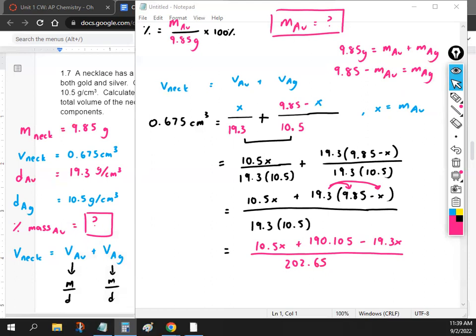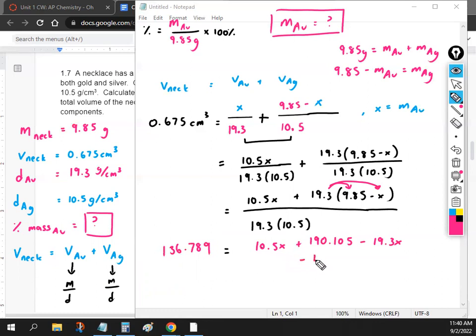So far, so good? You guys following along? Hopefully. Okay, and then the left side is still 0.675. From here, this is a much more manageable algebraic equation, right? We just need to solve for x. So we're going to multiply both sides by 202.65. So we get 0.675 times 202.65. And on this side, the denominator disappears. And on the left side, we're going to get 136.789.